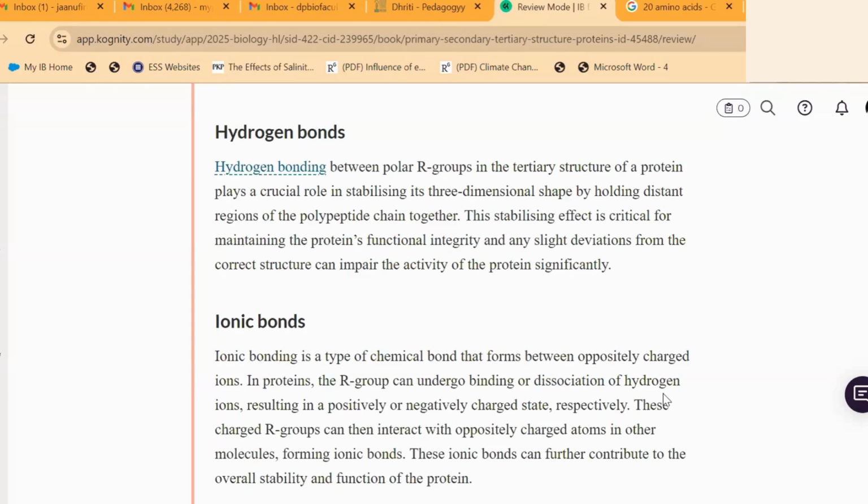When two or more globular proteins come together, it becomes a quaternary structure. It's a multimeric unit. You get it? You're understanding? So you can explain the globular protein in all terms.